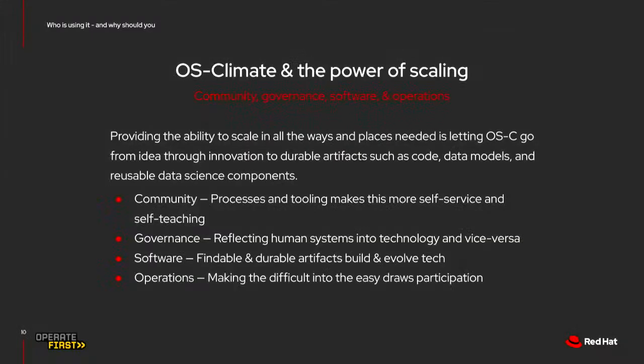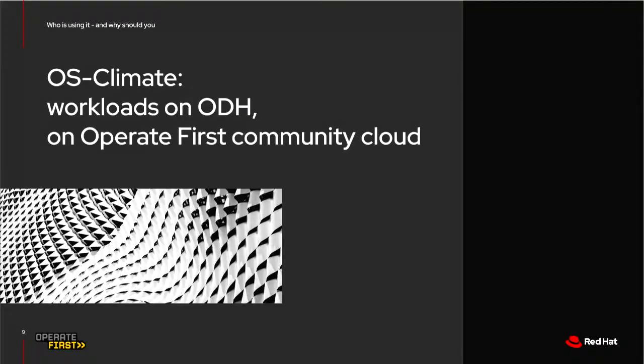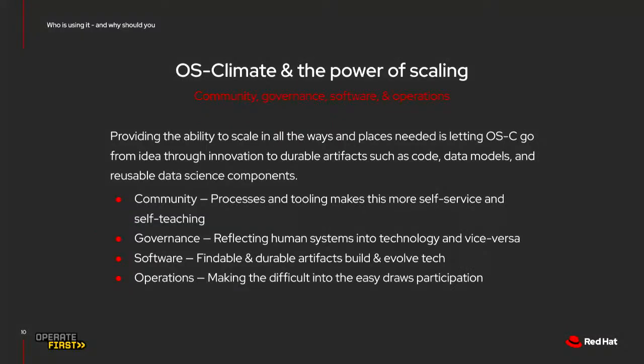And so those workloads are running on top of Open Data Hub, which is the upstream of Red Hat's Open Data Science product, and they're all running in our community cloud. This team's been doing this for most of the last year, I think. And so it's providing them the ability to quickly scale up and bring in members of the community to do work directly as developers or as data scientists without having to learn a whole bunch of new tooling and a whole bunch of new processes. And it allows them to do work from idea all the way to innovation, all the way to the durable artifacts, like code and documentation.